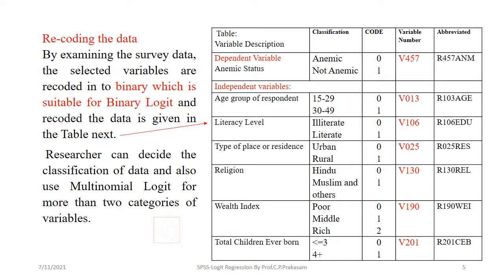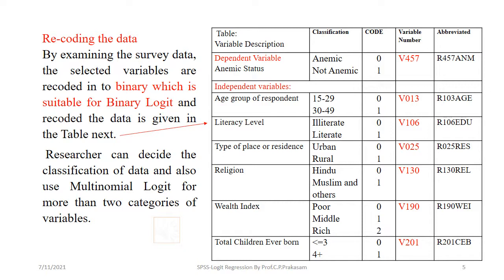The age of the respondent is divided into two categories, 15 to 29 and 30 to 34. Literacy level is divided into illiterate and literate, and type of place of residence is grouped into urban and rural. Religion is Hindu, Muslim and others. Wealth index is poor, middle and rich, and total children ever born is less than 3 and 4 plus. It has been coded and given variable names as well as abbreviated names, which are suitable for the coded data, given here. R means recoded, 457 ANM is anemic status, like that it is given in the table.